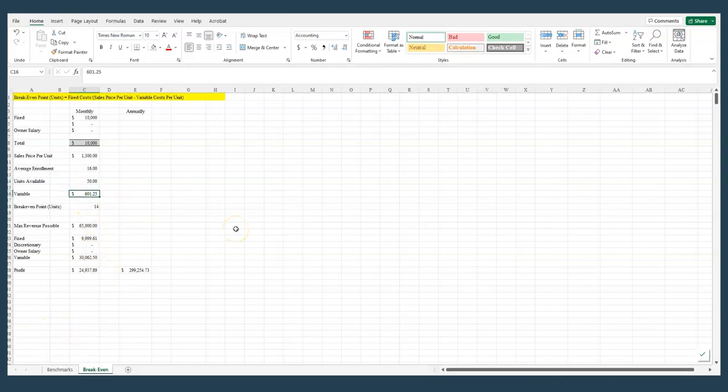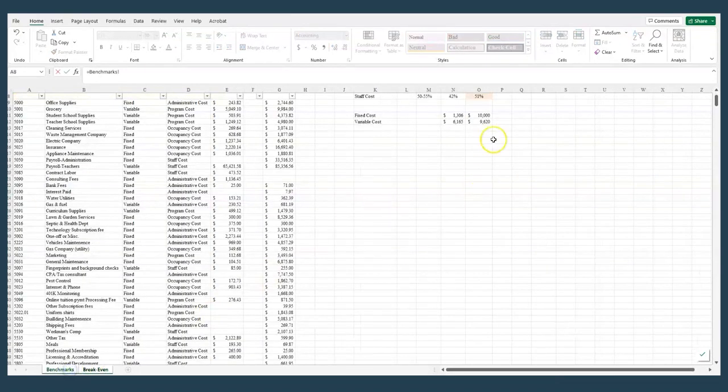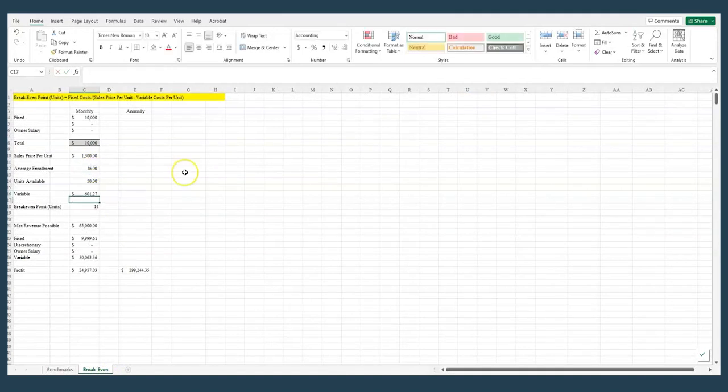So what we're doing here is we're going to go, what was our variable cost over here? And then I'm going to divide that by our average enrollment. And that's going to get us to our variable cost per student. And what this is showing is our break-even point is at 14 students. So that's extremely helpful information for us.